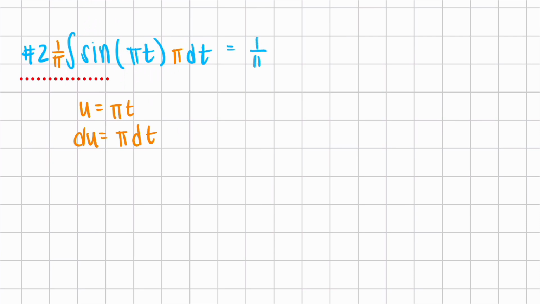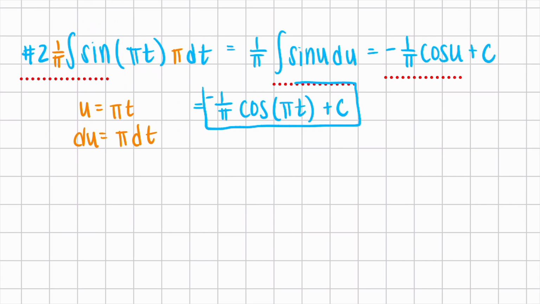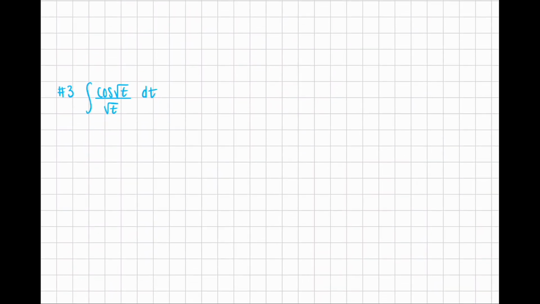Let's rewrite everything to be in terms of u. I have 1/pi, and then I have the integral of sine of u du. Now the integral of sine is negative cosine. So I'm going to put the negative with the 1/pi, but then I have cosine of u plus c. Last step, we want everything to be in terms of t. So put that pi t back in there. And there's our answer. Let's do another one.